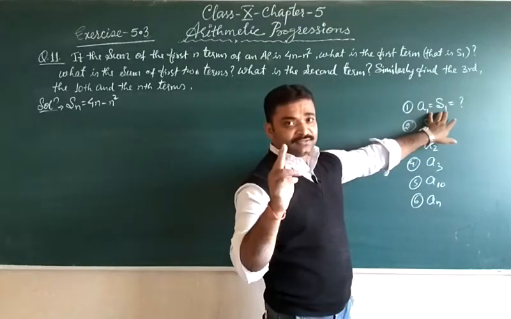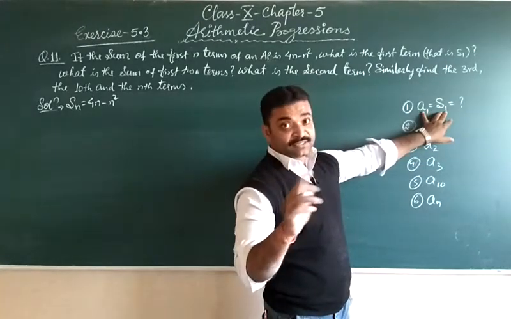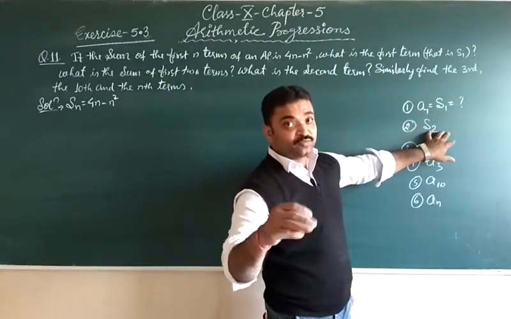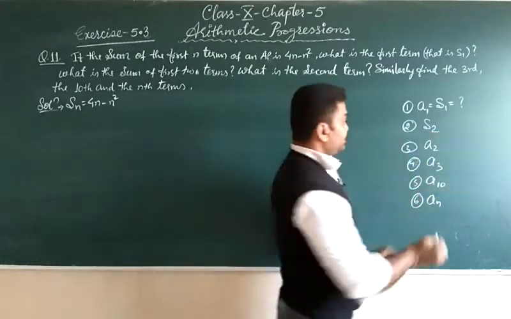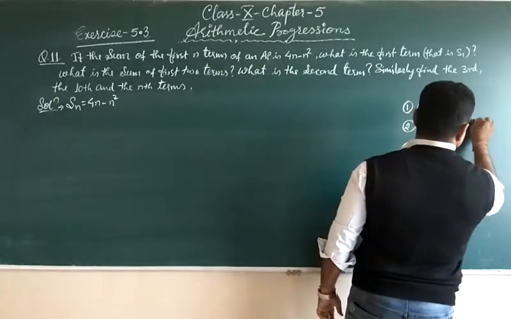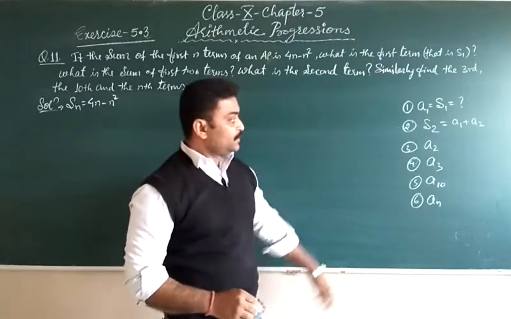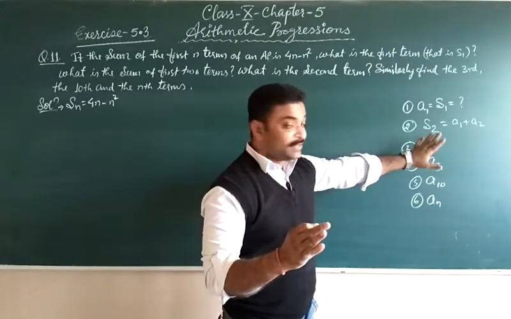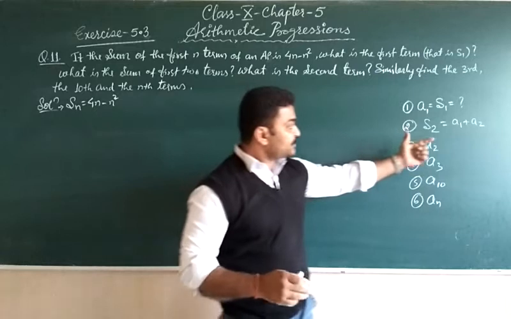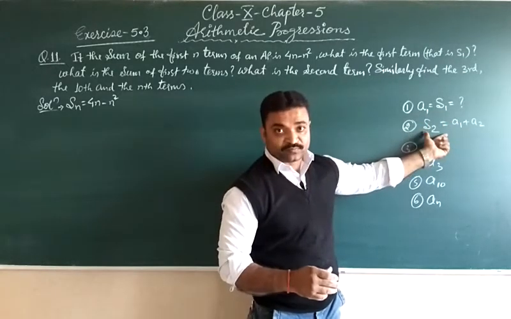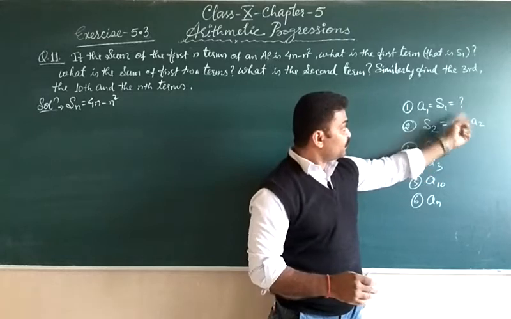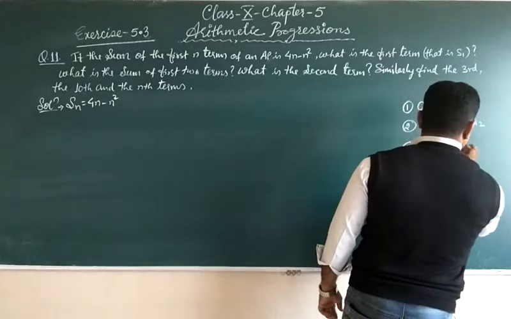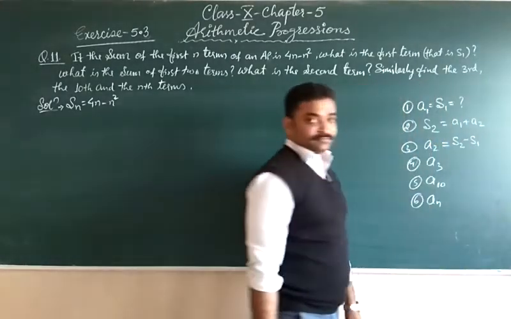See, S1 is the first term, that is the sum of one term, that is the first term A. S2 means the sum of two terms, A1 plus A2. We have to find A2. How do we find A2? If we subtract S1 from S2, A1 plus A2 minus A1, that is A2 will be given. That means we can write here S2 minus S1.